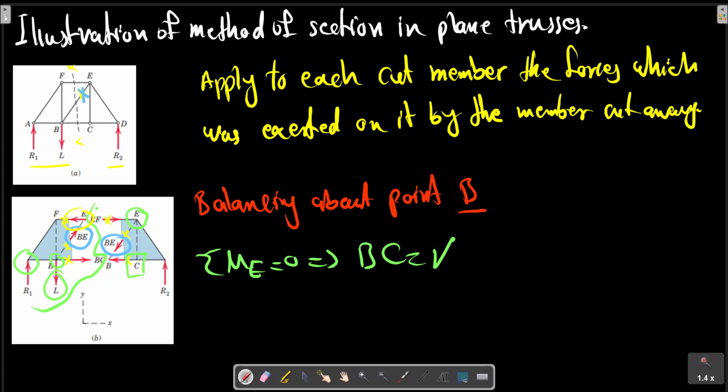The right-hand section of the truss is in equilibrium under the reaction R2 as shown here, and the same three forces in the cut members applied in the direction opposite to those for the left section. The proper sense for the horizontal force can easily be seen from the balance of moments about points B and E. Additional consideration in the next section.